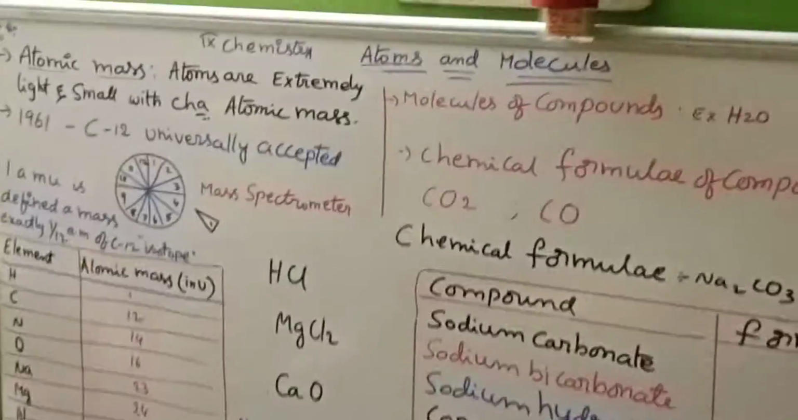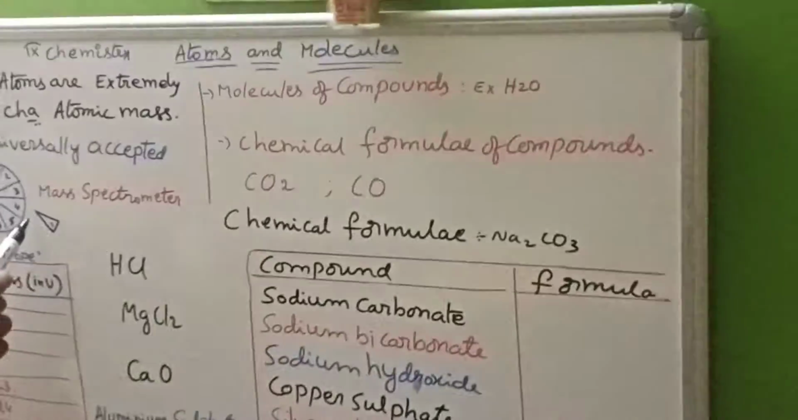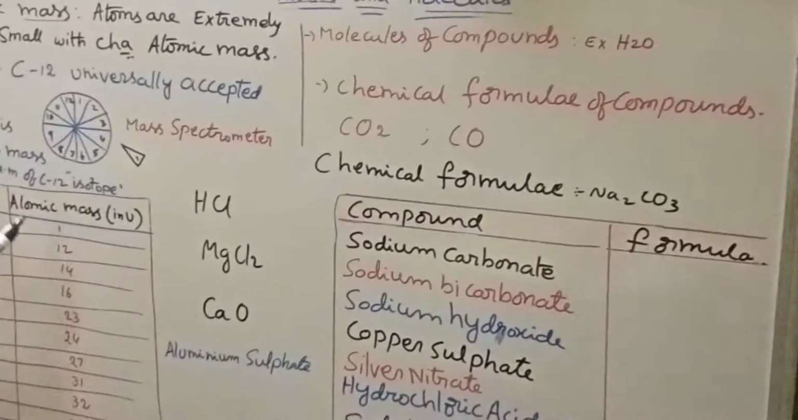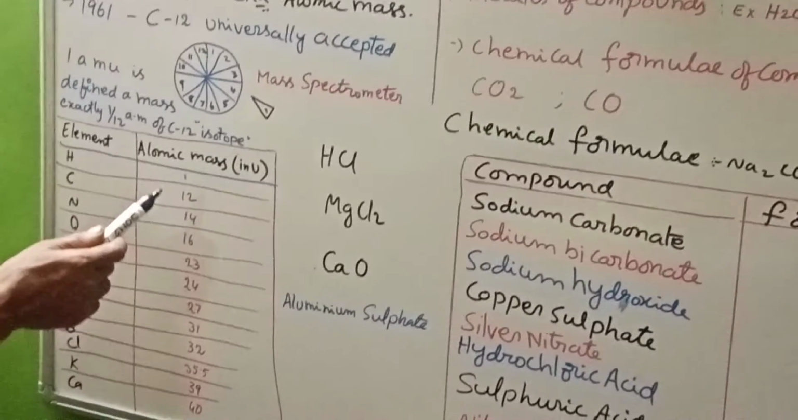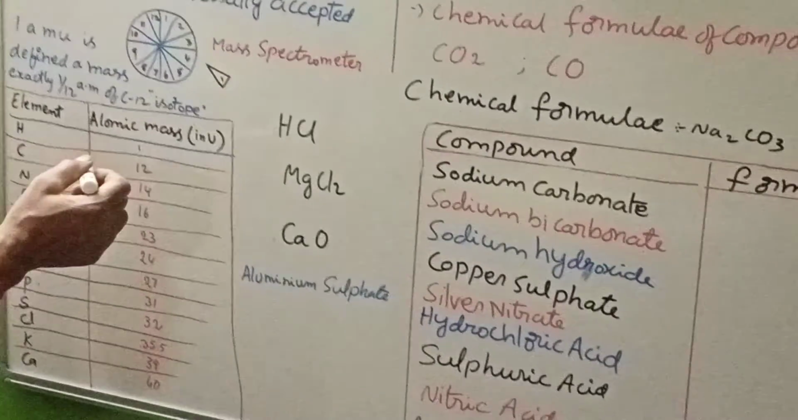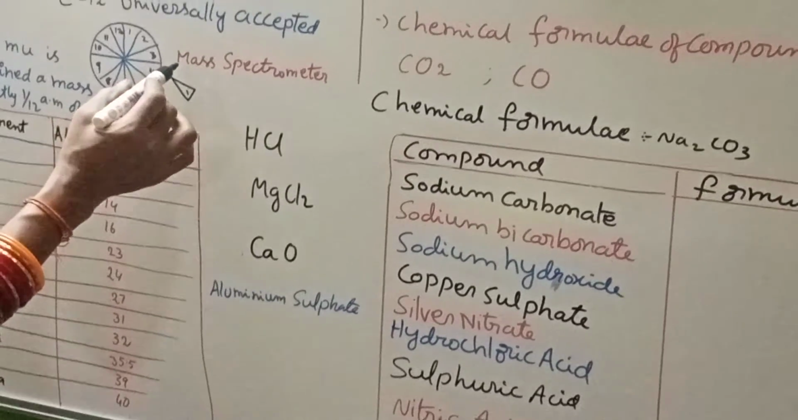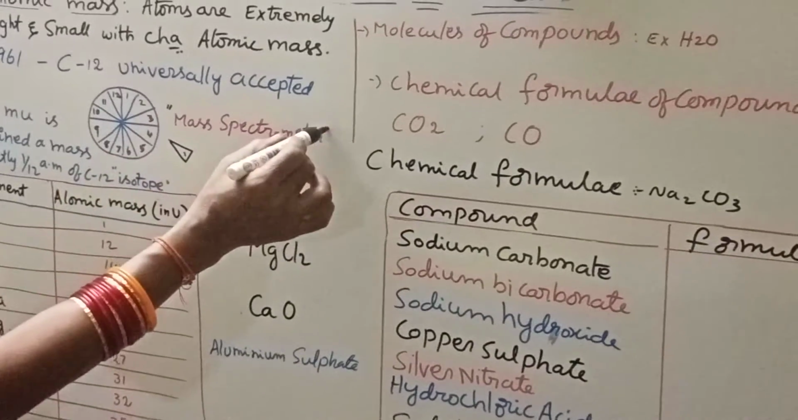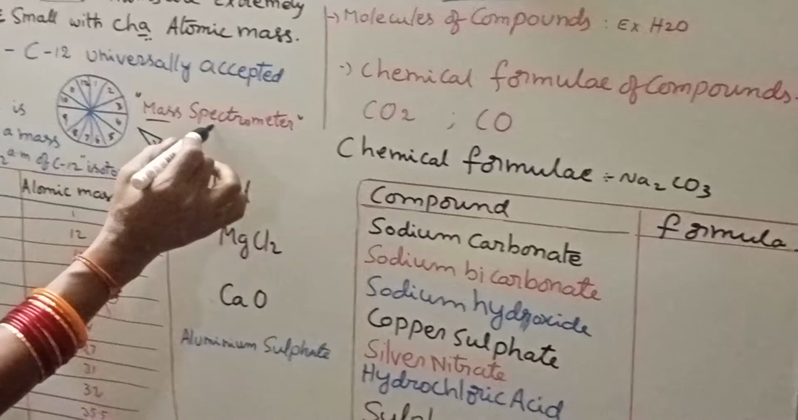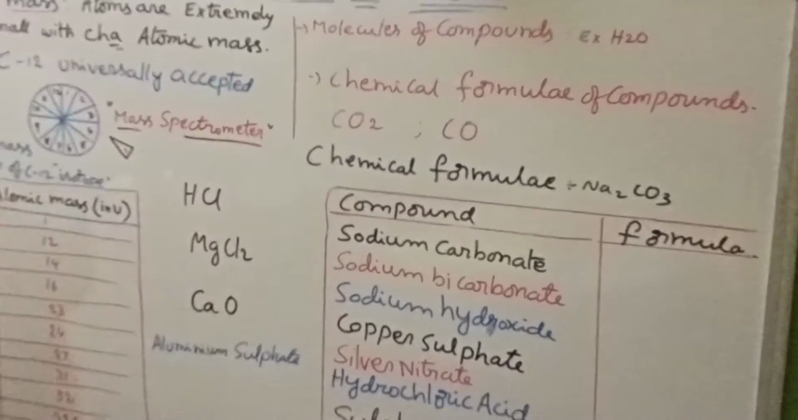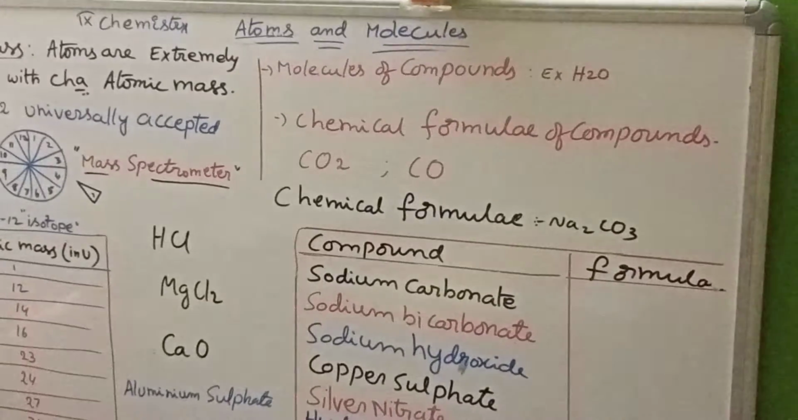Nowadays a sophisticated instrument is available to know the accurate atomic mass of any atom, that is the mass spectrometer. Remember that the mass spectrometer can accurately give the atomic mass of any element's atom.